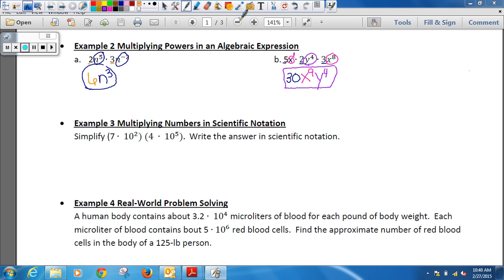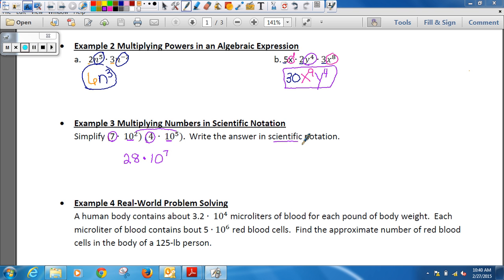Example 3 is multiplying numbers in scientific notation. So you multiply the front numbers, or the part that represents the A. So 7 times 4 is 28. Then, if I look at the next part, they both have a base of 10, so that's the part I'm going to keep. Multiplication, you add the exponents. 2 plus 5 is 7.